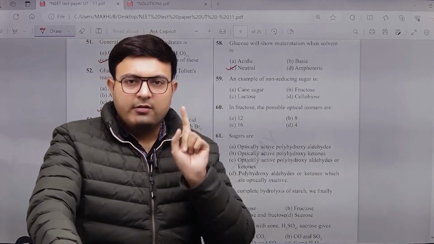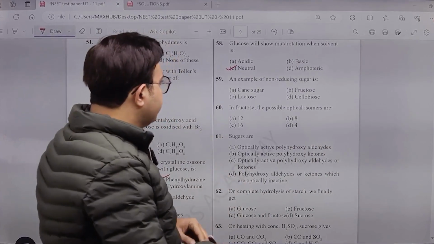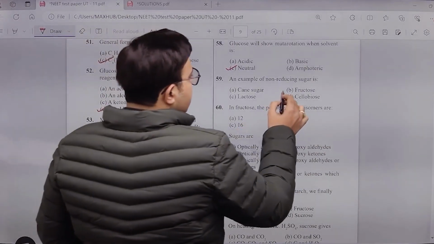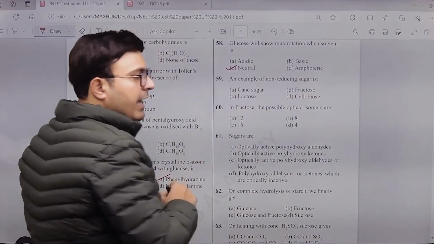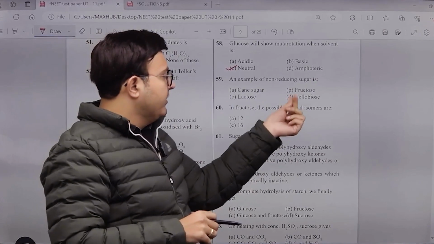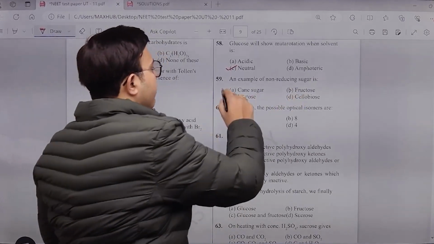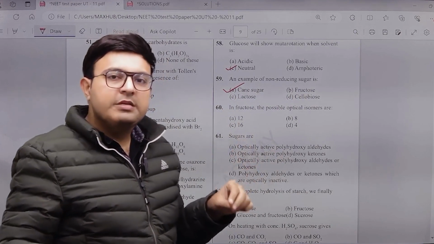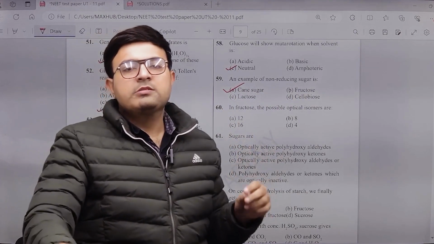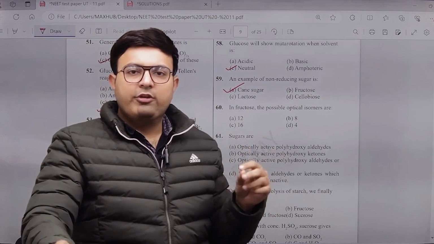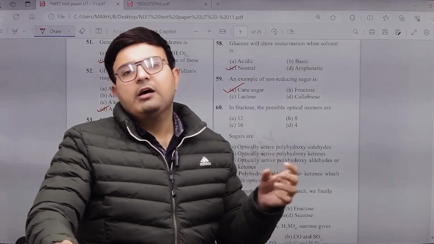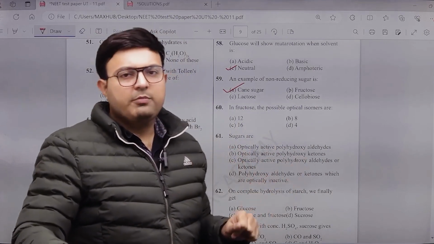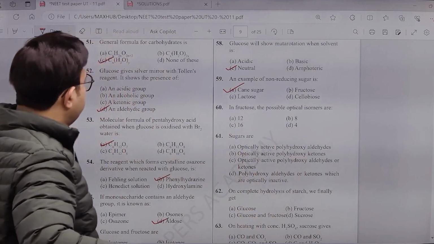Okay, carbon 1. So now this fructose has your free carbonyl group. Maltose also has one, lactose also has one. Cane sugar, which is sucrose, we commonly know that sucrose is non-reducing, because it has neither a free aldehyde or ketone group nor an anomeric carbon available. So it will be non-reducing.